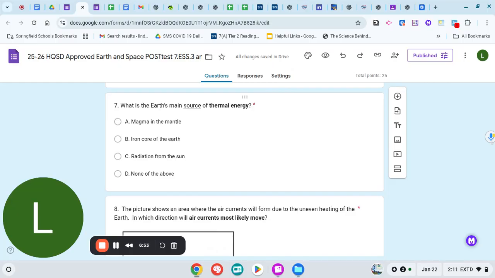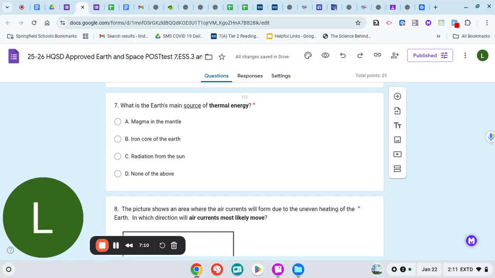Number 7, what is the Earth's main source of thermal energy? A, magma in the mantle. B, iron core of the Earth. C, radiation from the sun. D, none of the above.